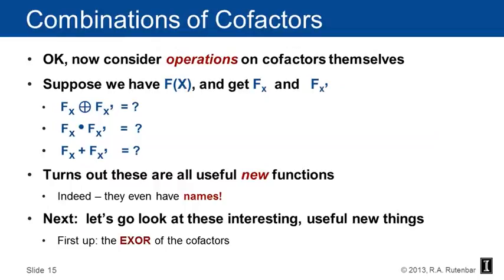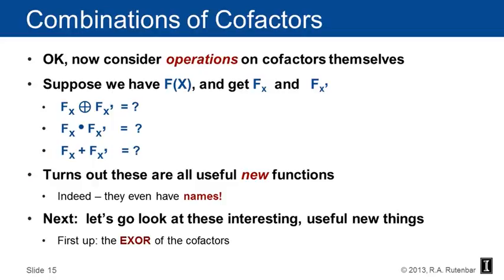So now let's consider some operations on the cofactors themselves. Suppose I have f of x, and I told you about the Shannon cofactor, which is one way of utilizing them. What if I just take the positive and negative cofactors and I just start putting them together in different ways? What happens if I exclusive OR them? What happens if I AND them? What happens if I OR them?